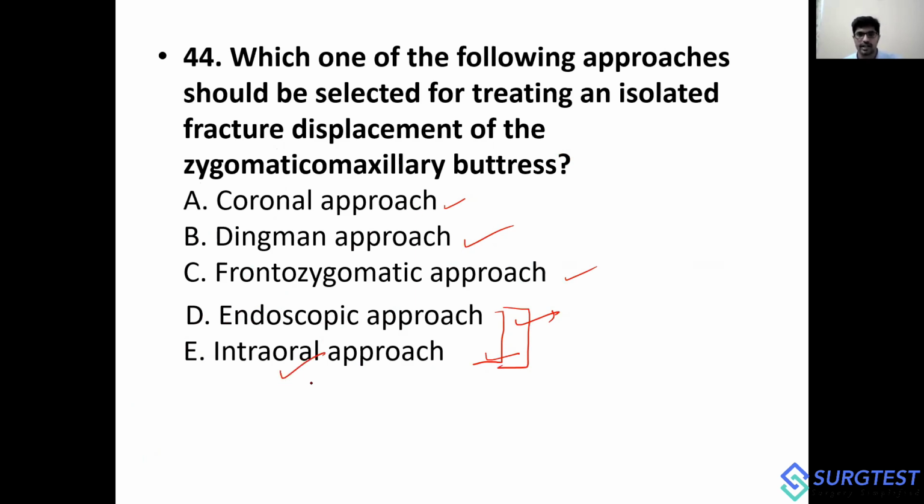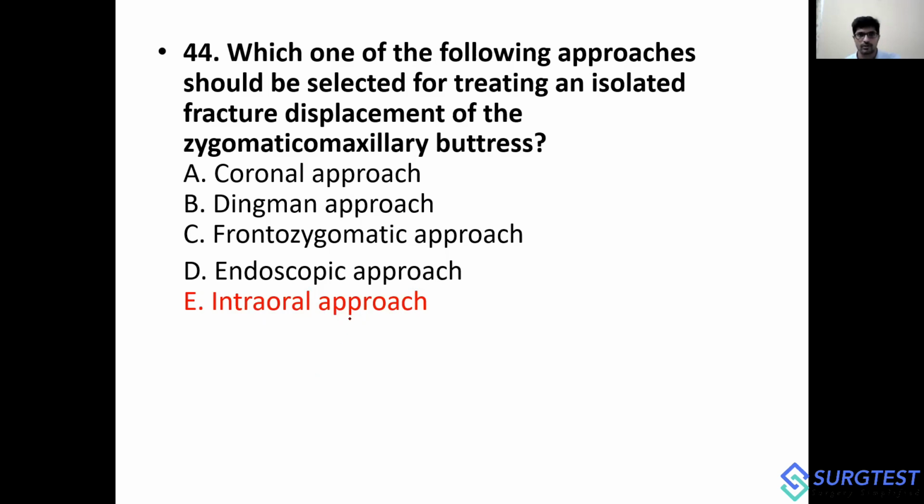We can definitely go for intraoral approach. That is the answer. Also endoscopic approach is also a possibility.